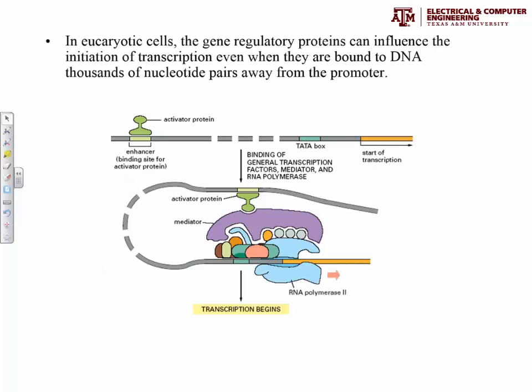Then this picture shows you that in eukaryotic cells, the gene regulatory proteins can influence the initiation of transcription even when they are bound to DNA thousands of nucleotide pairs away from the promoter. So this is the promoter, and then you have a lot of stuff in between. There's some activator protein that got bound here, right? But then this is linking up to this set of transcription factors, and it can affect the initiation of transcription.